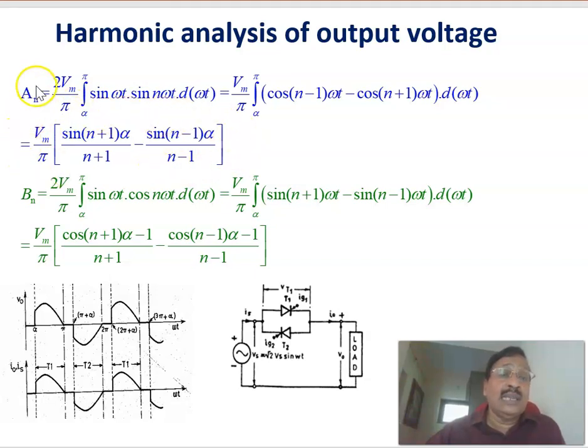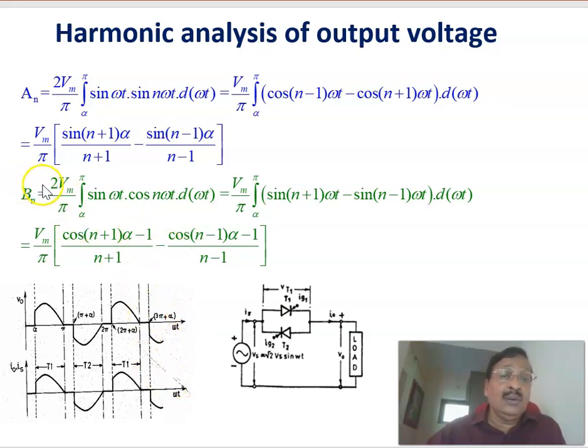Therefore, this is the equation for An, and similarly Bn can be derived: Bn = 2Vm/π ∫ from α to 2π of sin ωt cos nωt d(ωt), which is equal to Vm/π ∫ from α to 2π of [sin(n+1)ωt − sin(n−1)ωt] d(ωt). If you integrate this and substitute the limits α and π, it is equal to Vm/π [(cos(n+1)α − 1)/(n+1) − (cos(n−1)α − 1)/(n−1)]. Therefore, this is the equation for Bn, and this is the equation for An, the Fourier constants for this output voltage waveform.